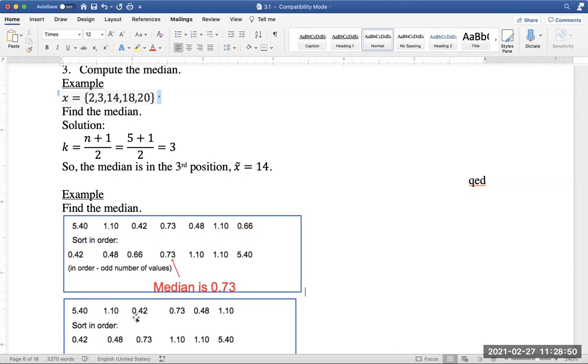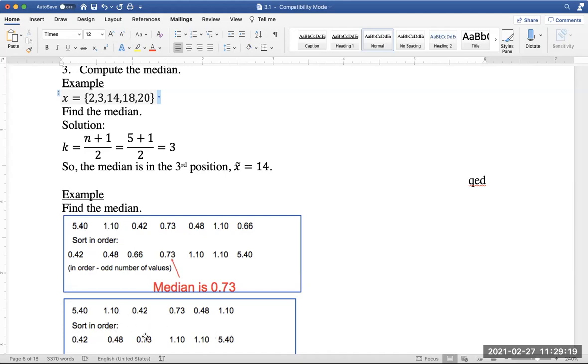5.4, 1.1, 0.42, 0.73, 0.48, 1.1. Okay, so let's sort the data. 0.42, 0.48, 0.73, 1.1, 1.1, 5.4. Okay, good. So now I have 1, 2, 3, 4, 5, 6, plus 1 is 7, divided by 2 is 3.5. So now it should be in a 3.5 position.